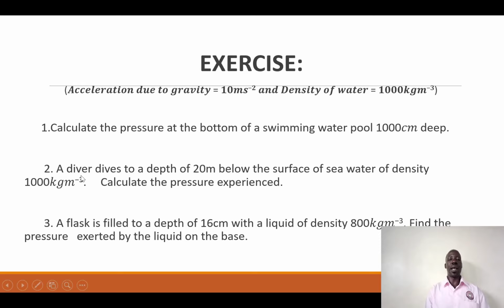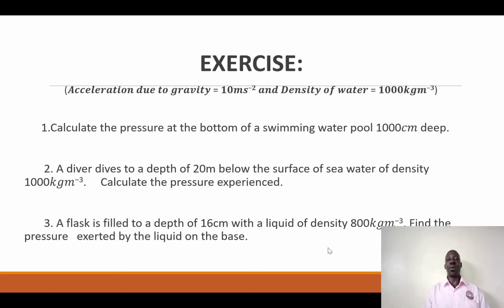Question 2 says a diver dives to a depth of 20 meters below the surface of seawater of density 1000 kilogram per cubic meter. You are expected to calculate the pressure experienced. And then lastly, a flask is filled to a depth of 16 centimeter with a liquid of density 800 kilogram per cubic meter. You are to find the pressure exerted by the liquid on the base. Please do this exercise within the shortest time possible.